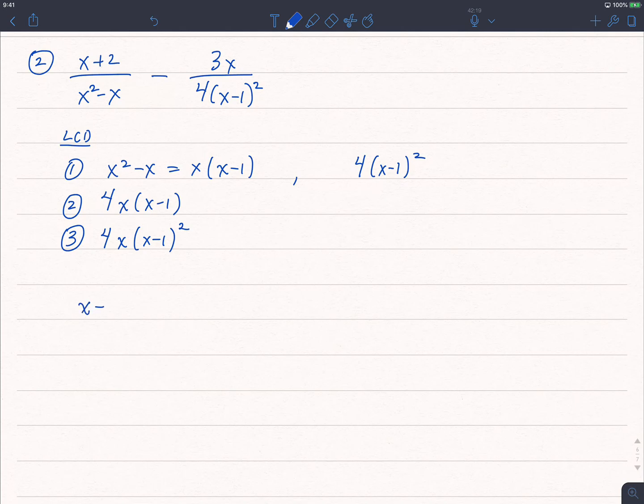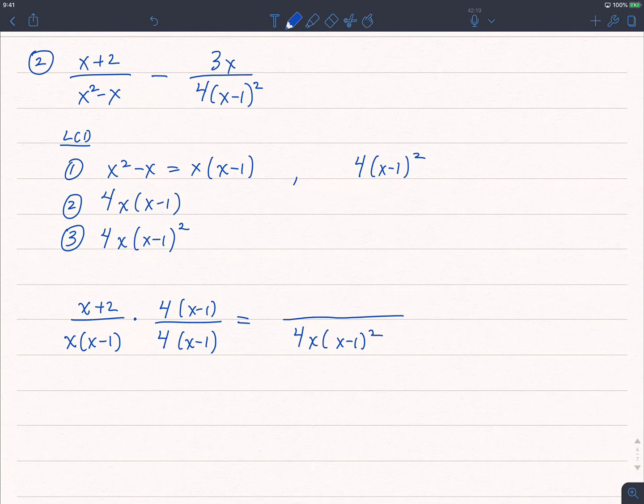Okay, so we're just going to change x plus 2 over x squared minus x. Let's write this with a factored denominator, so that's x times x minus 1. Okay, and so the only thing it's missing, which factors of step 3 here is the denominator missing? Well, it's missing a 4, and it's missing a factor of x minus 1. Okay, so again, our denominator should be the LCD.